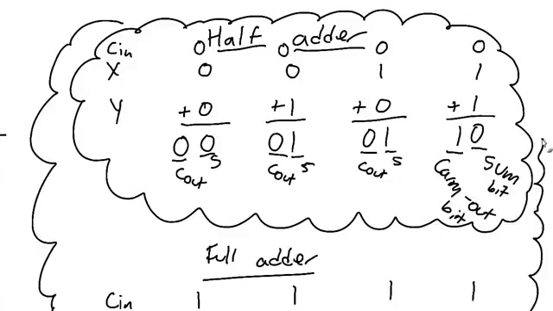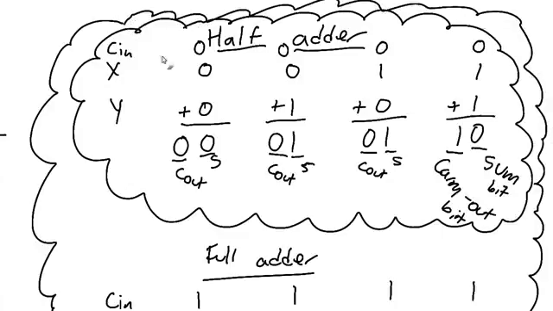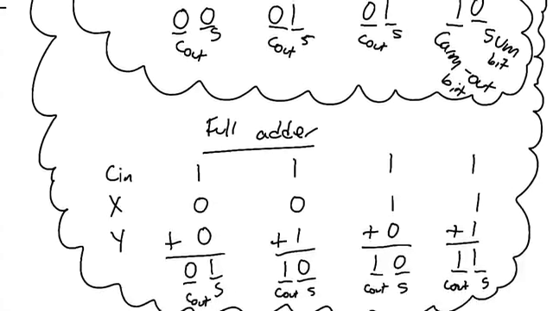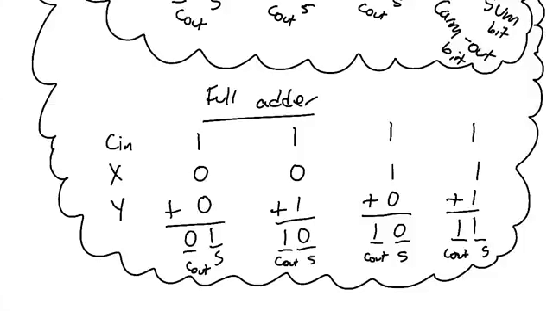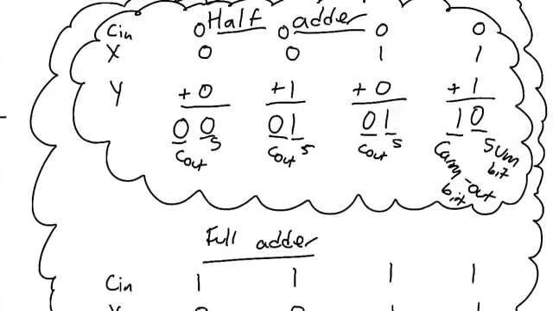So it's everything a half adder does, plus we're taking into account the extra possibility that the carry in is also 1. So there's our half adder, and there's our full adder, and the full adder includes everything that the half adder does.